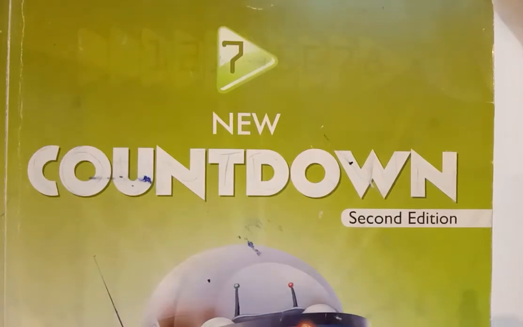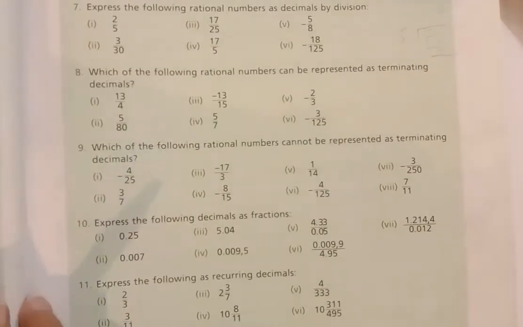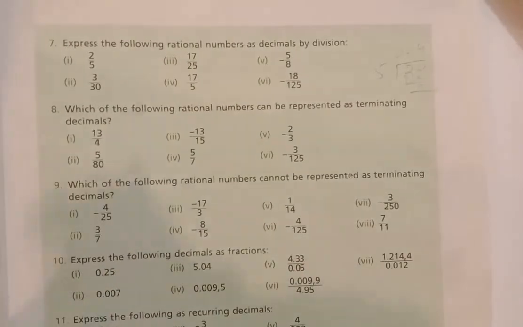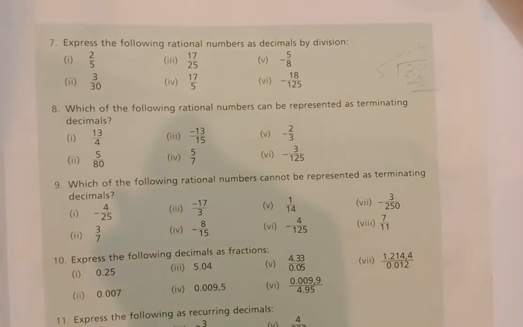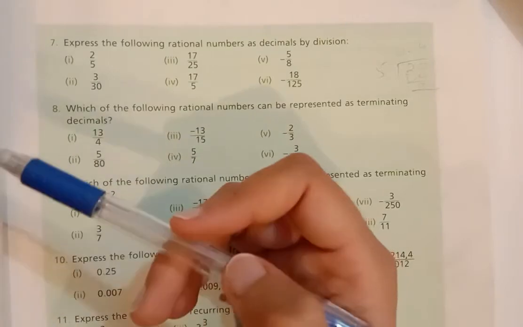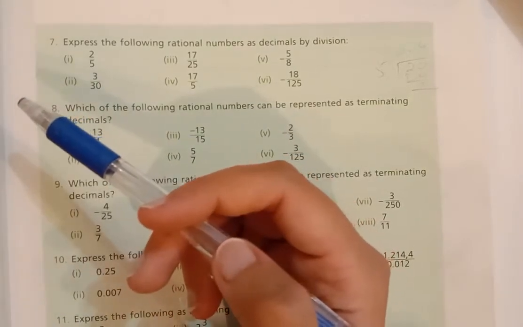Today our book is 7 New Countdown, second edition. And today our exercise is 3 and our page number is 45. I remember, exercise number is 3 and page number is 45. Now we have done the last question in my previous videos.